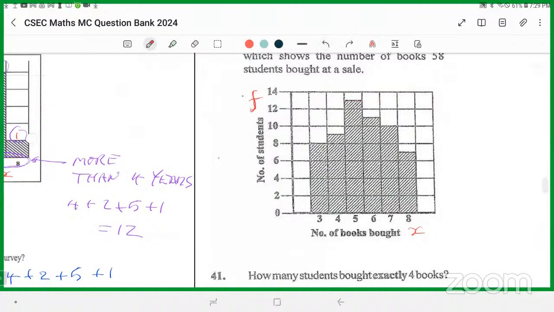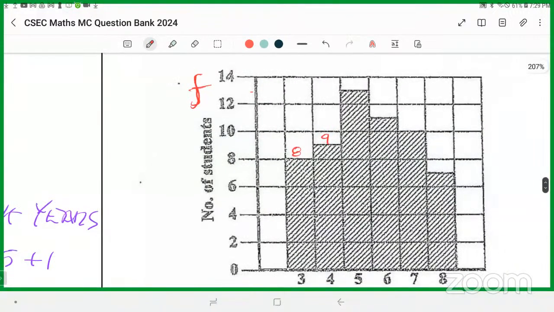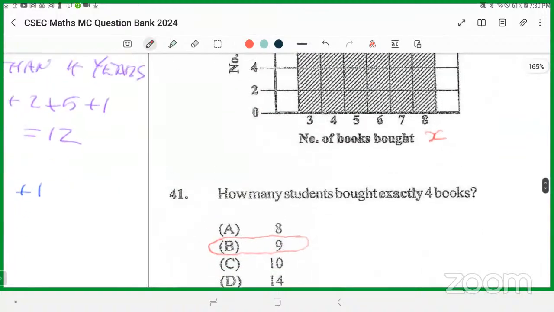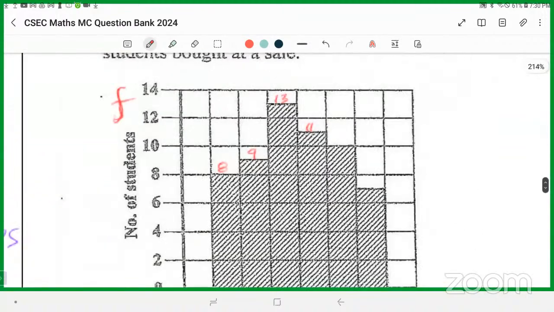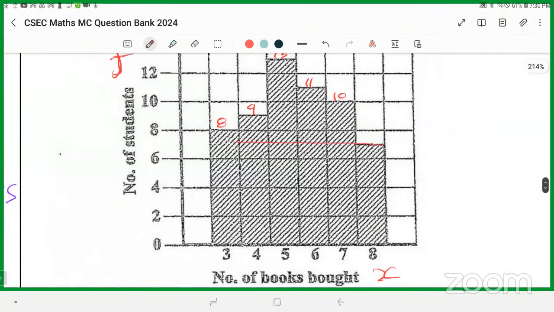So first, let's count it up. This is 8. This is 9. Up here is 13. Let me make sure I didn't make a mistake. I would say 9 down here, so yes, 9, sorry. Then here is 10. Then here is 7.